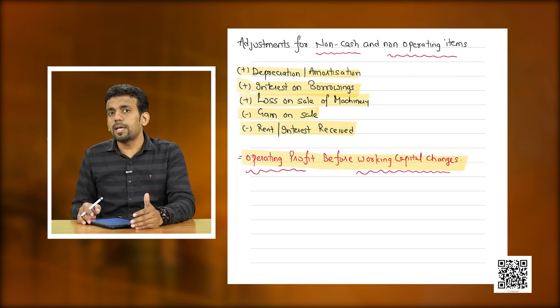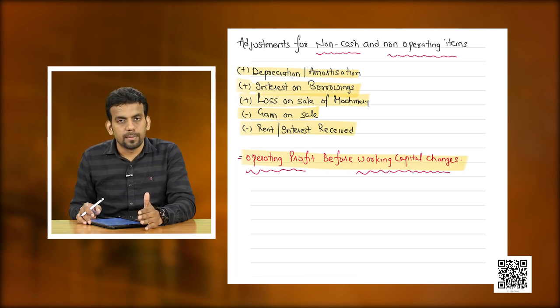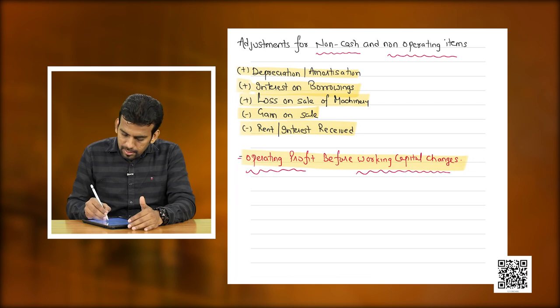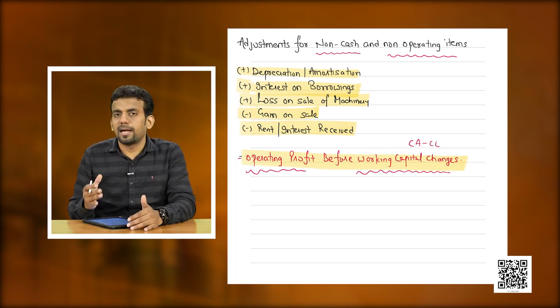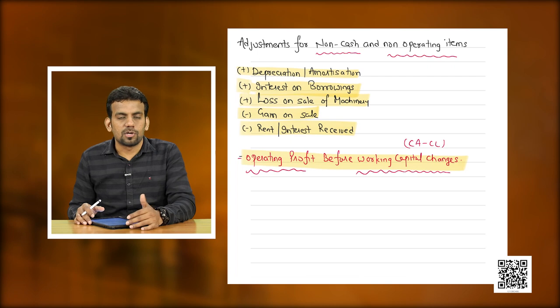Operating profit means only operational things are covered. Before working capital changes means current assets and current liabilities are still to be treated. As we know, payment to creditors and buying of stock are not included in profit and loss. Payment of liabilities and receipt from debtors are not included in the profit and loss account, but paying money to current liabilities and receiving money from current assets are operational things. So these are to be treated while calculating cash flow from operating activities.